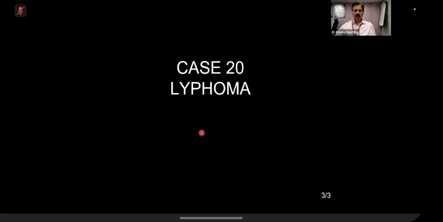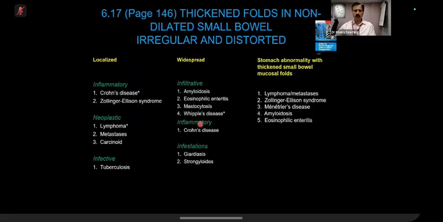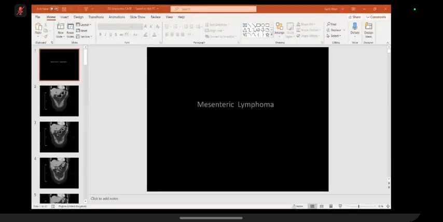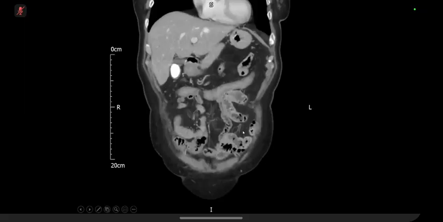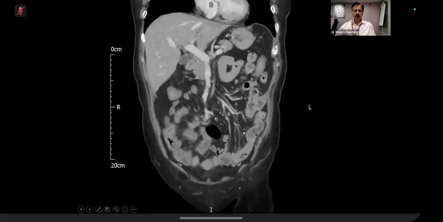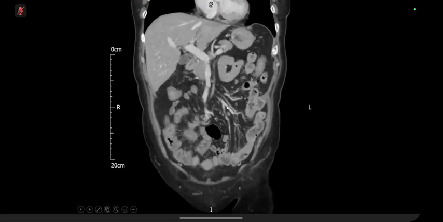Now look at this case. I hope it is projecting for you. Case 20 is projecting. Is it projecting for you? Yes. CT scan? Okay. Yes, now it is.